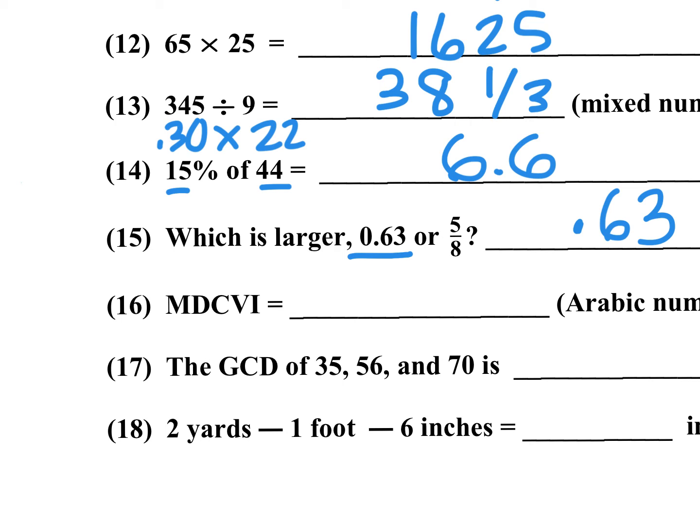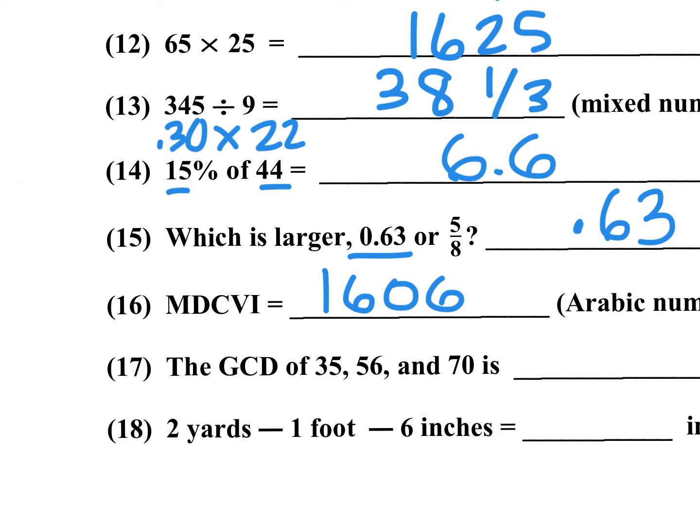Roman numerals. How do you change that to an Arabic numeral? M is 1,000, so you have 1,000. D is 500, and C is 100. So 5 plus 1 is 600. And then you have VI, so 1,606.